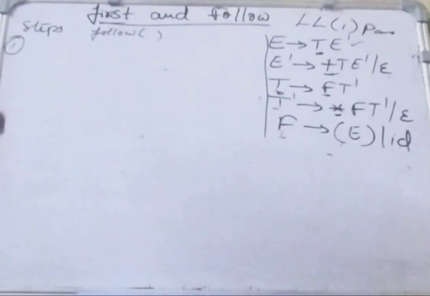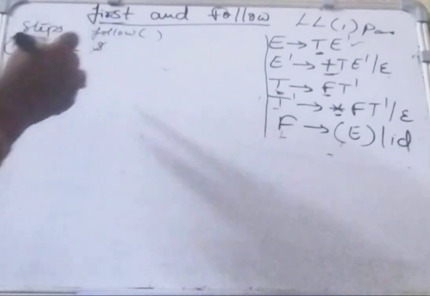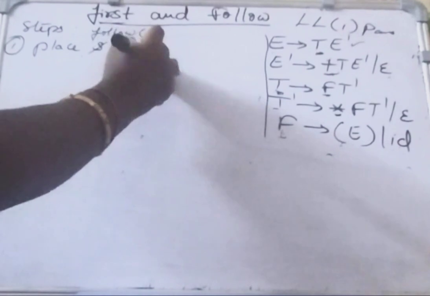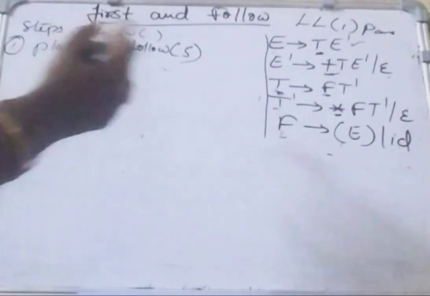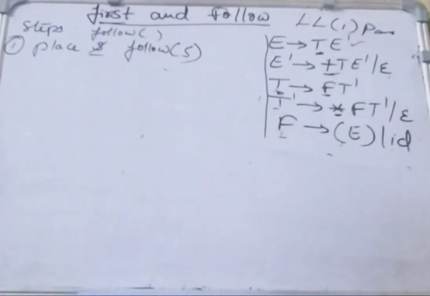First step here, place dollar in follow of S. It means that the starting symbol, whichever is the starting symbol in the given grammar, for that you should by default put dollar.